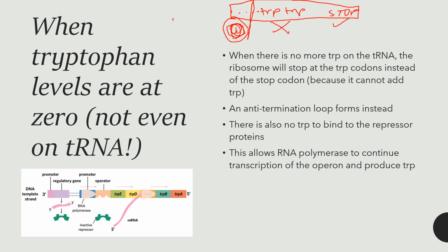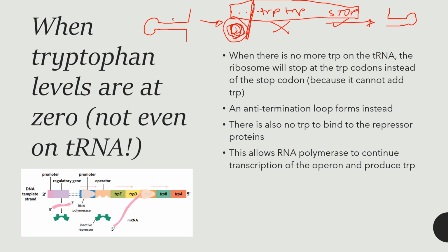Because of the stopping in this particular region, something called an anti-termination loop forms instead of that attenuation loop. Remember, if the ribosome stopped here, we would have those lovely attenuation loops. Because it is stopped here, we have an anti-attenuation loop forming. Because this anti-termination loop is formed, RNA polymerase is not blocked, so it can continue on its merry way.